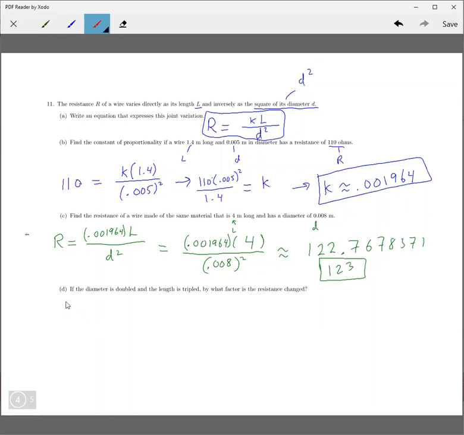Okay, then finally, the last part, if the diameter is doubled, doubling means you're going to take the diameter and go from D to 2D. If the length is tripled, that means you're going to take the length and go from L to 3L. By what factor is the resistance changed? So here we have the original formula.